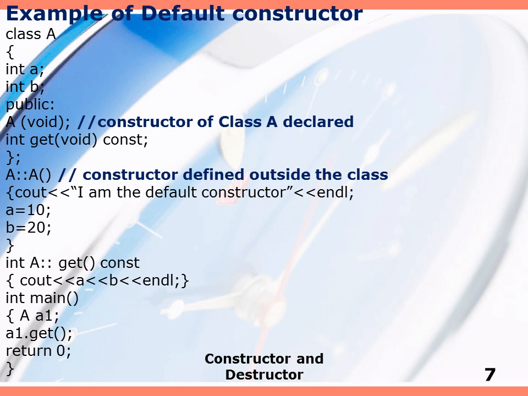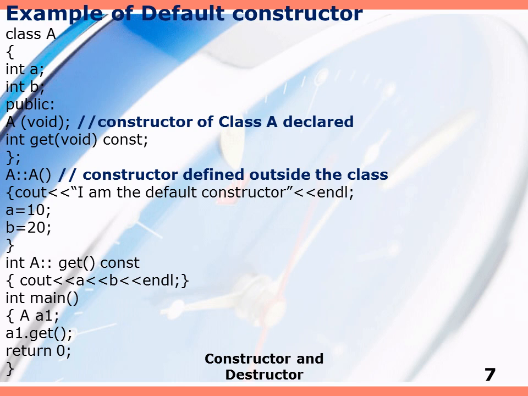We have class A over here, which has 2 data members, small a and small b. Then we have the constructor for the class A. Within the constructor, in the definition of the constructor, which is outside the class, we have a display of the string which says I am the default constructor, and it initializes the 2 member variables a is equal to 10 and b is equal to 20.